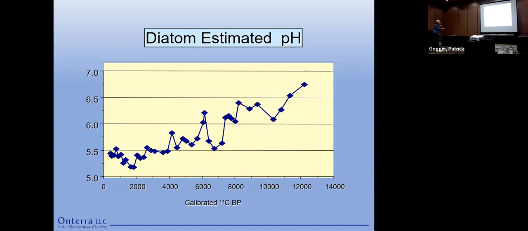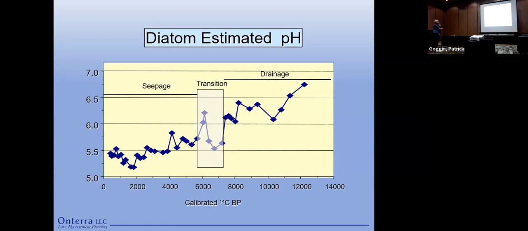As I mentioned, 5,000 to 7,000 years ago the climate was warmer and drier than it is now. So what we see is that from about 13,000 years ago to about 7,500 to 8,000 years ago, this was actually a drainage lake. Well, it's a seepage lake now. And then there's kind of a transition period in here. When the climate was warmer and apparently drier, the lake levels apparently dropped in this lake, and it went from being a drainage lake to a seepage lake.